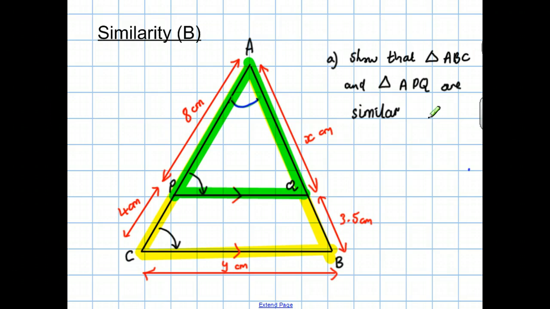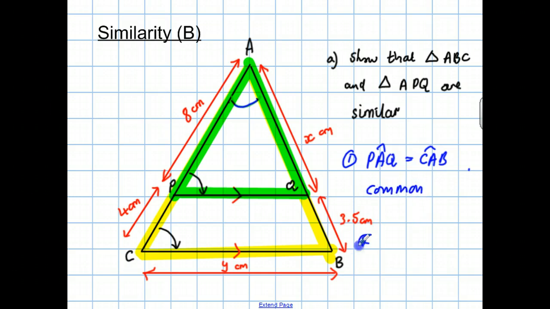Well, first point is we show that angle A, this one here, is common. So I write down that PAQ equals CAB because they're common or shared.